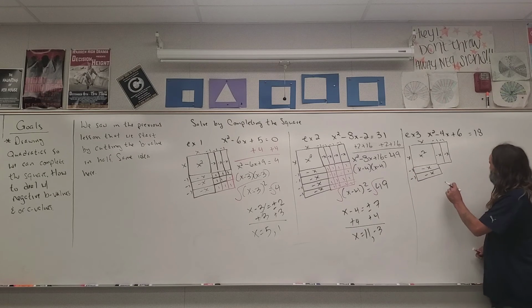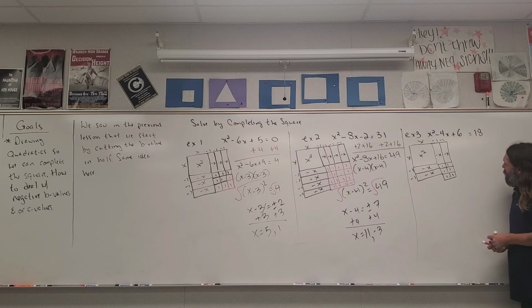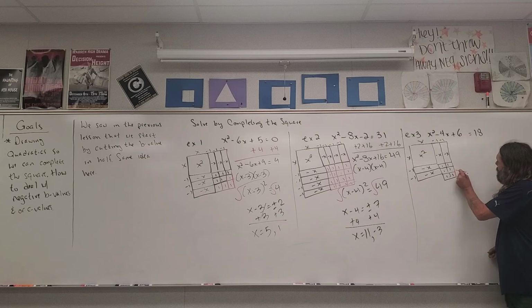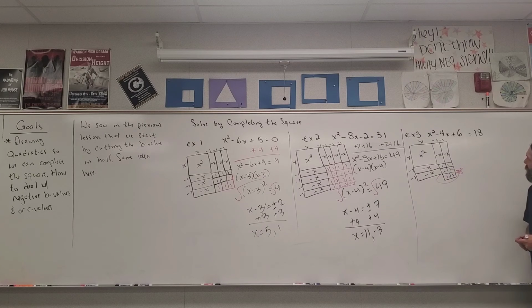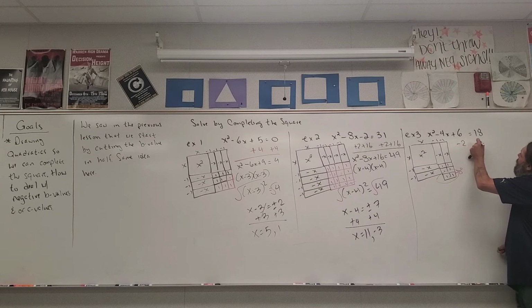Now I need to have 4 little squares. But guess what? I have 6. I have 6 little squares. So that means, like before, I have too many. So what I'm going to have to do is get rid of some of these. I'm going to have to cut some of these out. So these squares are going to go, and the way that I'm going to get rid of them is I have to take away 2 squares. So minus 2, minus 2.